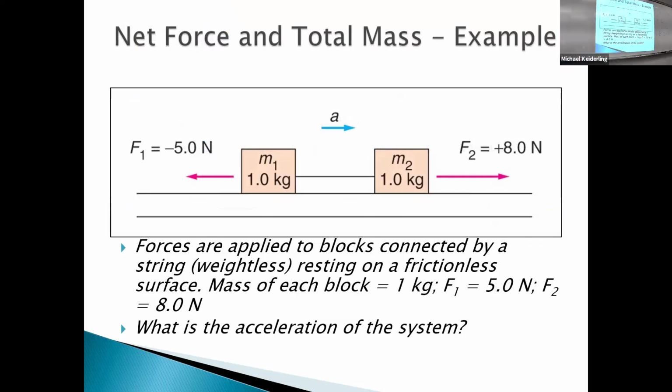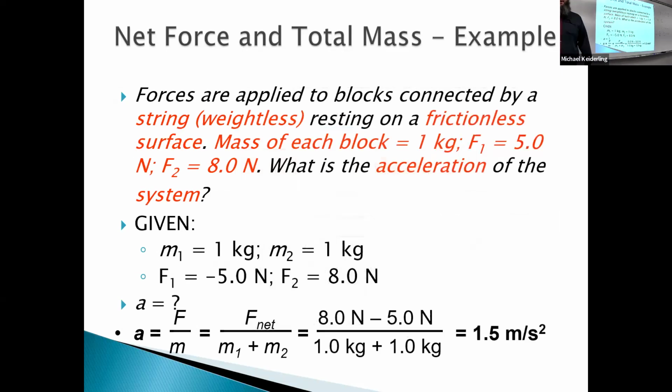So here's an example of net force and total mass. Here we have 2 forces: plus 8 newtons pulling over here, minus 5 newtons pulling over here, and 2 masses of 1 kilogram, but the whole thing can be treated as a system. So what's the acceleration of this system? Well, the total force is 8 newtons plus negative 5 newtons, or plus 3 newtons, and the total mass is 2 kilograms. So, 8 newtons minus 5 newtons over 1 kilogram plus 1 kilogram. The acceleration is 1.5 meters per second squared.